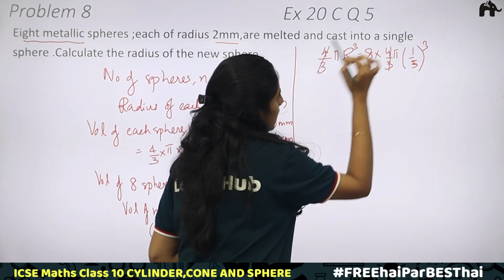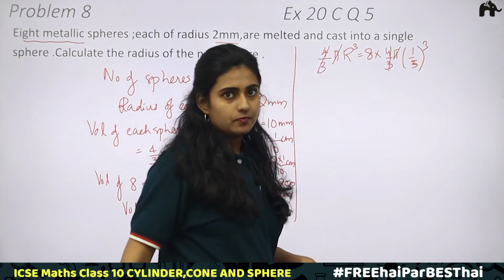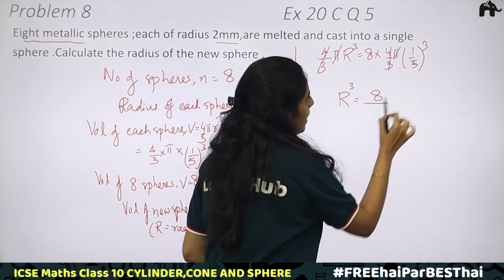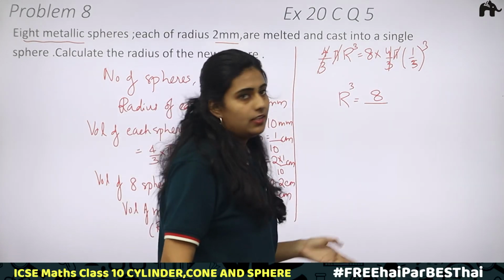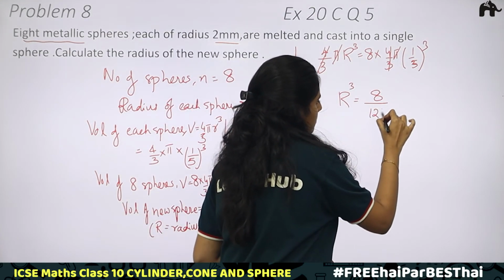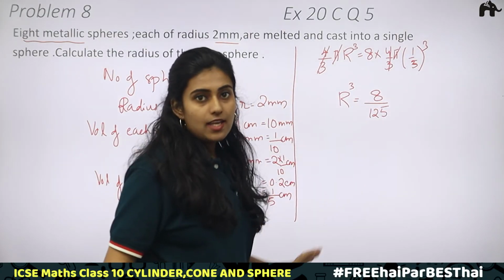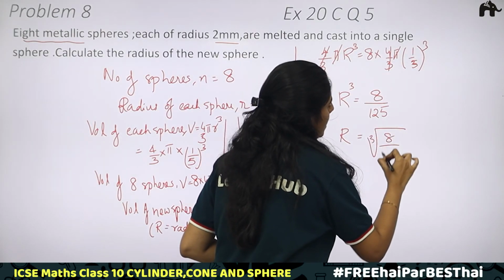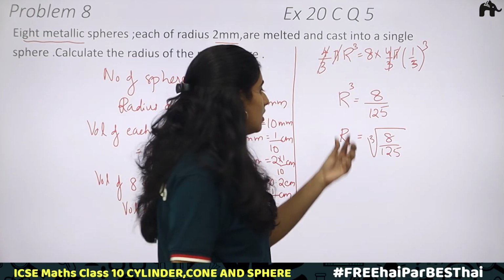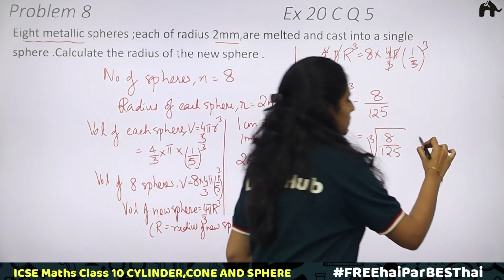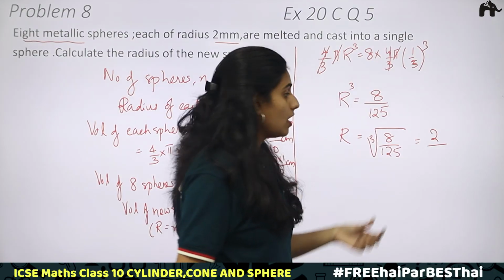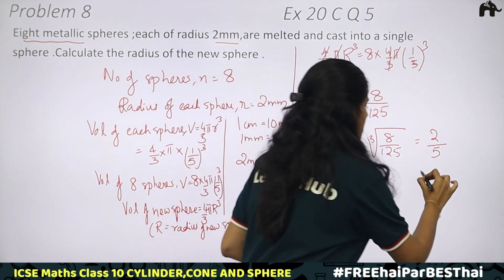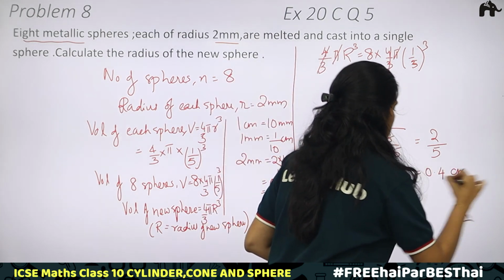4 by 3, 4 by 3, then pi, pi. Therefore, R cube will be 8 divided by 5 cube. What is 5 cube? 5 into 5, 25, 25 into 5, 125. R cube is equal to 8 by 125. Then what is the radius R? Cube root of 8 by 125. Cube root of 8 is equal to 2 and cube root of 125 is 5. 2 divided by 5, which is equal to 0.4 centimeter.